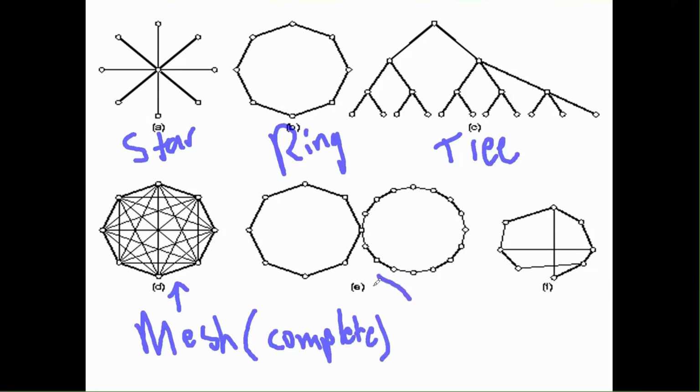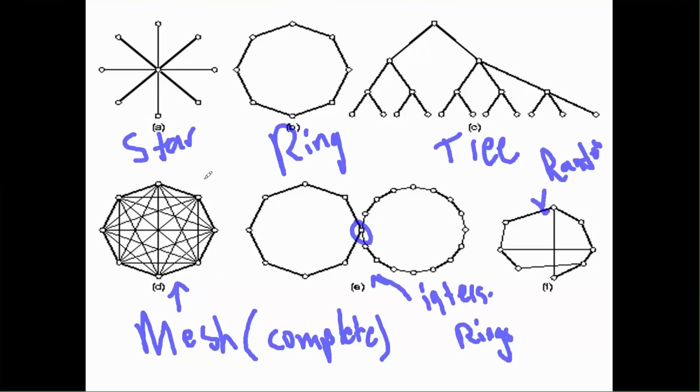And what is this? A ring and a star? It's two rings intersecting. Intersecting rings. Two rings intersected here. And finally, this one is a random topology. It doesn't mean anything. It's just everything connected to everything. Very cool. Again, make sure you're comfortable with these. Again, obviously a mesh. What's good about the mesh?